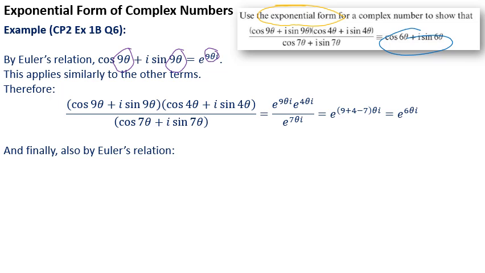I'm just going to state by Euler's relation, like I did with the first one, we can work backwards as well. And that's what we're asked to show. By converting those trigonometric terms into an exponential form, we can combine them and convert back afterwards to the trigonometric form required.